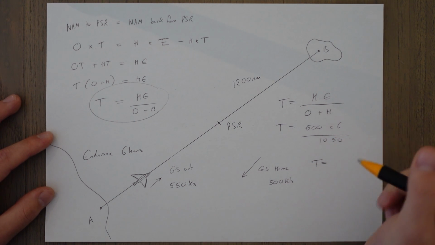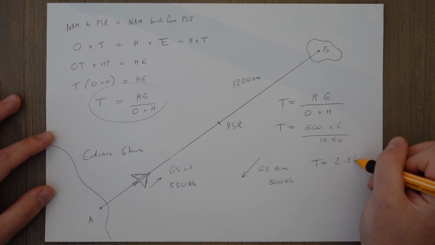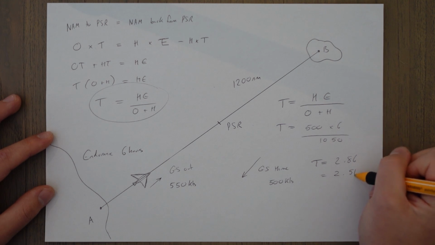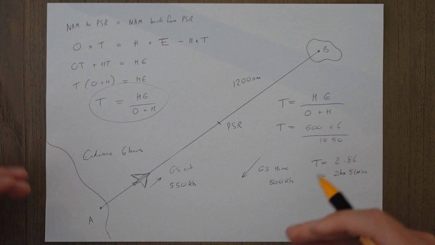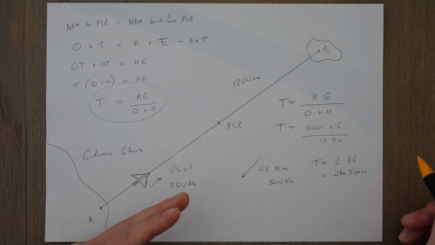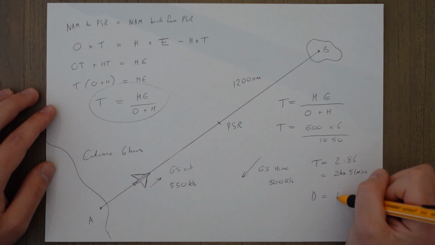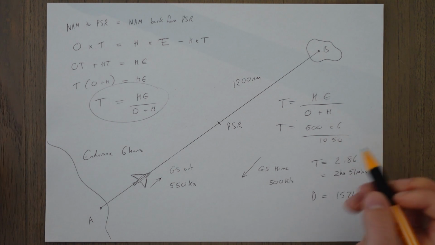Time of our point of safe return is going to be 2.86 hours, which is 2 hours and 51 minutes. And then using speed, distance, time calculations, we'd use our outbound speed. It's going to be a distance of 1571 nautical miles along the route.